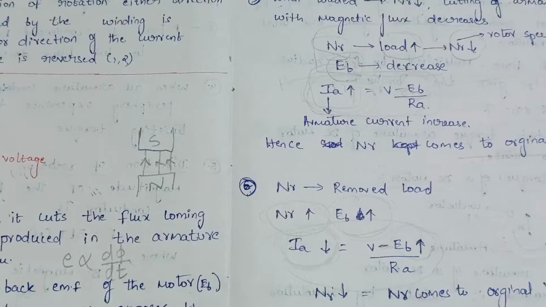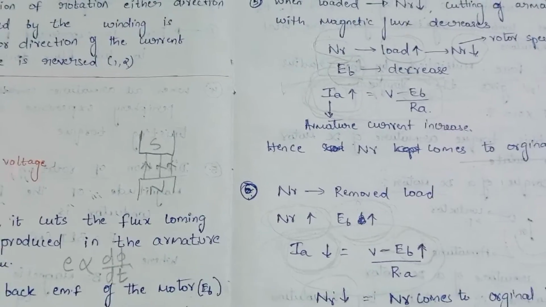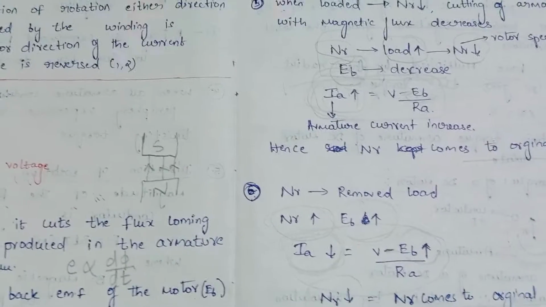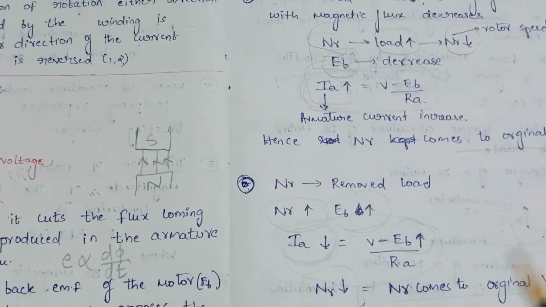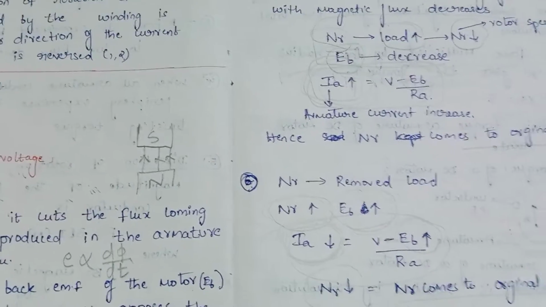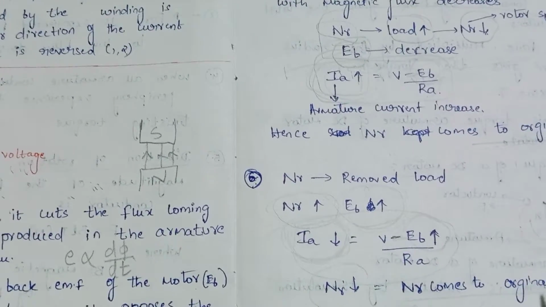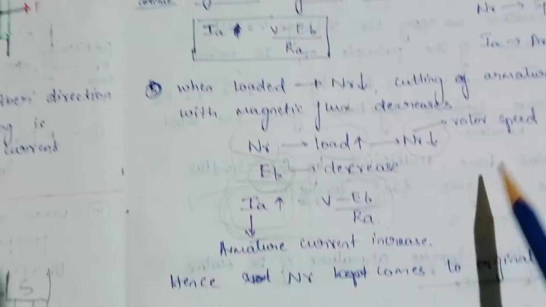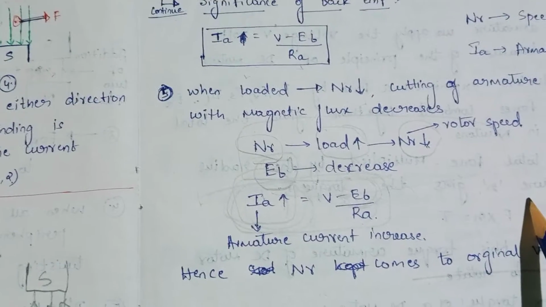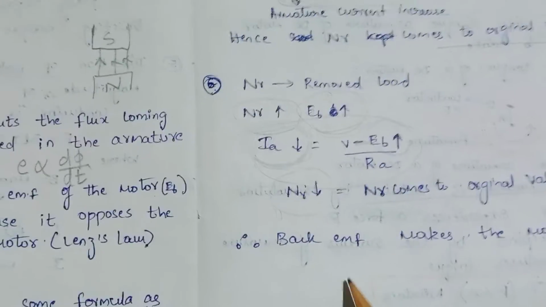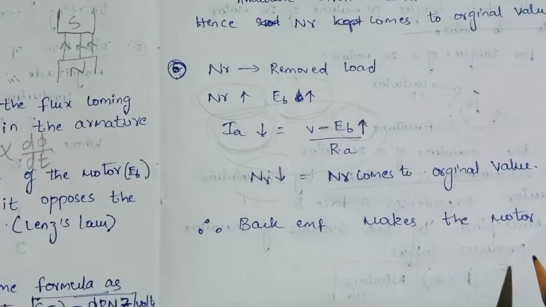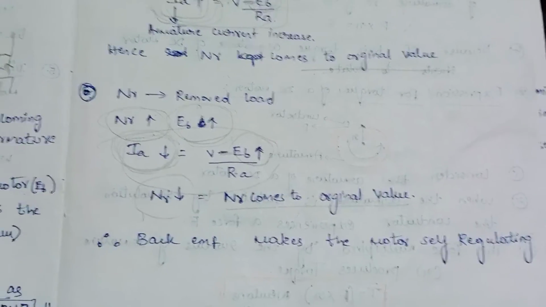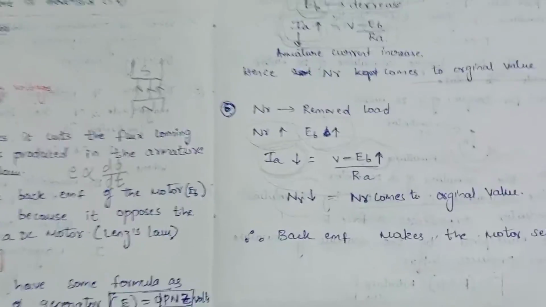Due to this, what happens? The N value comes to the original value. So the speed of the armature is reduced to its original value, from high to original value. Here, in the earlier condition, from low to original value. Understood? Thus, by this, back EMF makes the motor self-regulating. I hope you understood this concept.